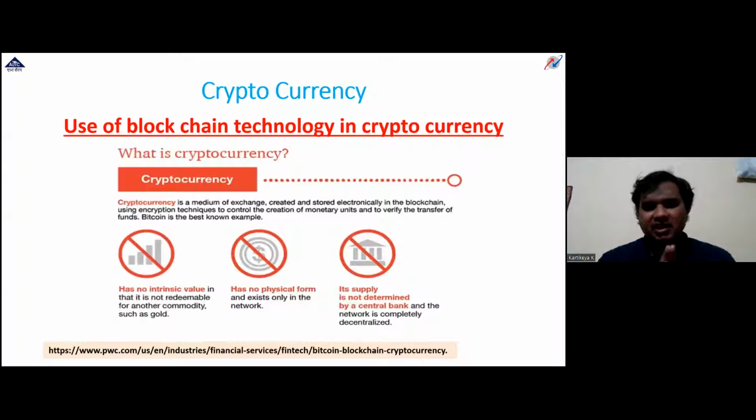Cryptocurrency is a medium of exchange created and stored electronically in the blockchain using encryption techniques to control the creation of monetary units and to verify the transfer of funds. Basically, Bitcoin is a cryptocurrency, and it uses blockchain technology. Blockchain is the platform, and Bitcoin is developed based on it. It exists completely in digitized form, not as normal fiat currency. It will be completely in electronic form only.